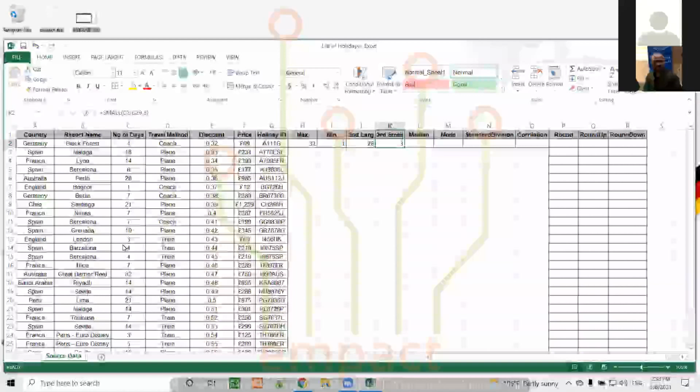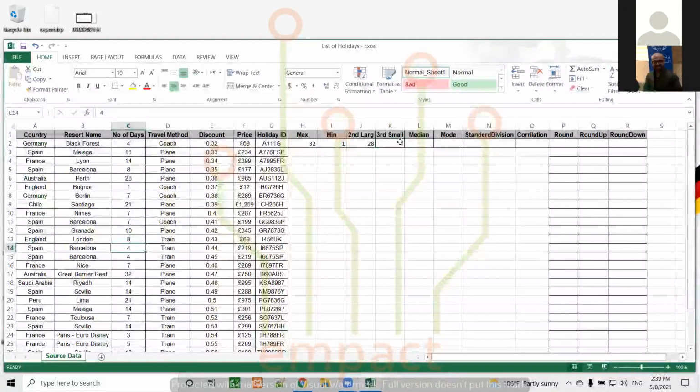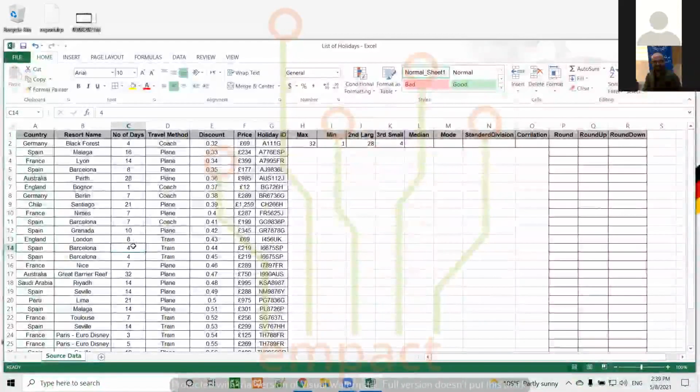eight. Now, the third smallest number is going to be 4 because it's just checking: the second one is 3 and the third one is going to be 4. This way we can take the number that is the third smallest.